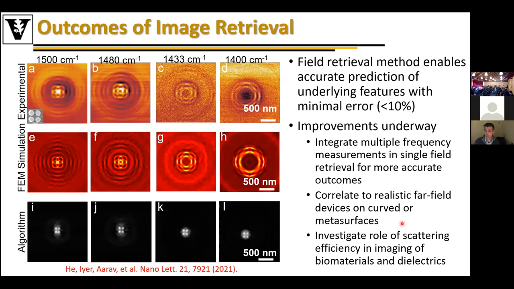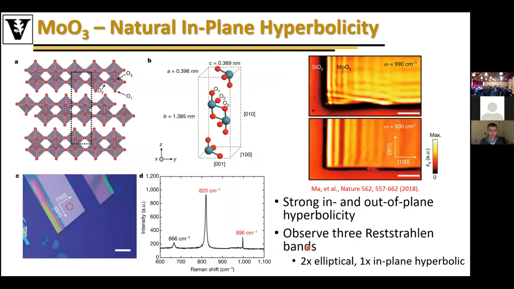As well as also being able to then use this retrieval method where you could start to look at this in a curved or a metasurface-based lensing approach where you could propagate these fields into the far field as well, without the implementation of SNOM. So hopefully this allows us to move beyond simple architectures and start being able to image complex systems to see if there's any real technological value in the hyperlensing approach for imaging of materials that aren't quite so strongly scattering.